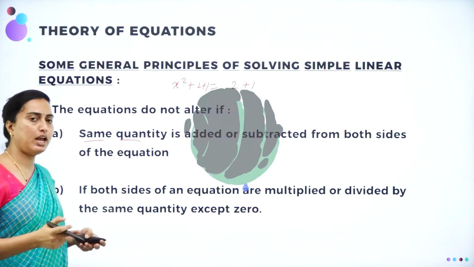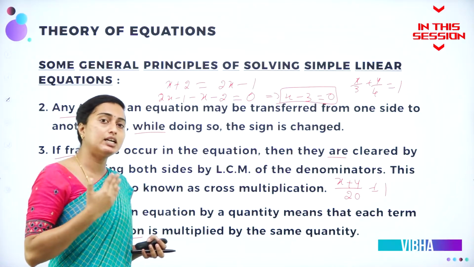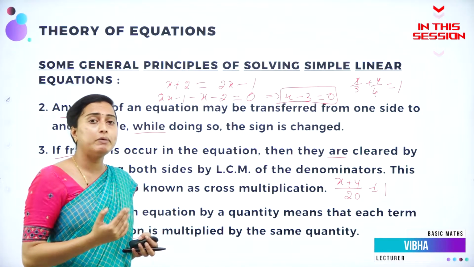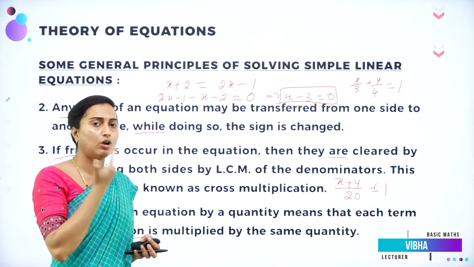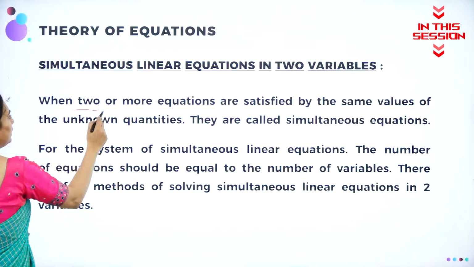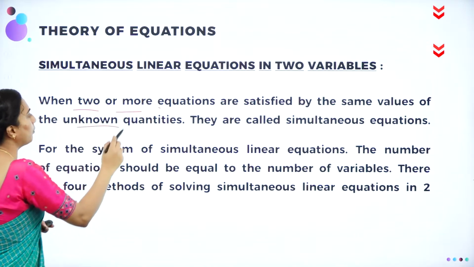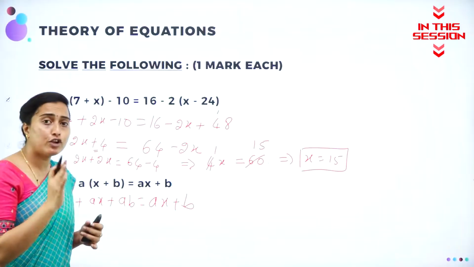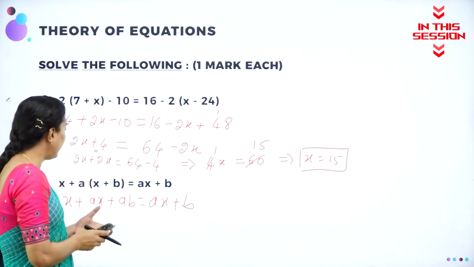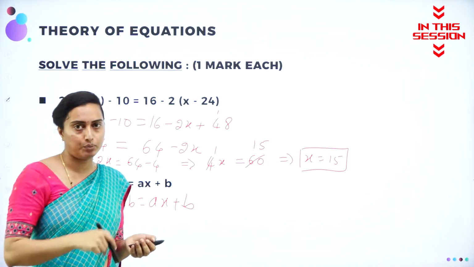The same quantity can be added or subtracted from both sides of the equation. Both the left-hand side and the right-hand side cannot be multiplied by two different constants at a time; they will be multiplied by the same constant with all the terms. When two or more equations are satisfied by the same values of the unknown quantities, they are called simultaneous equations. If you have the same sign and the same term on the left-hand side and the right-hand side, you can cancel it.